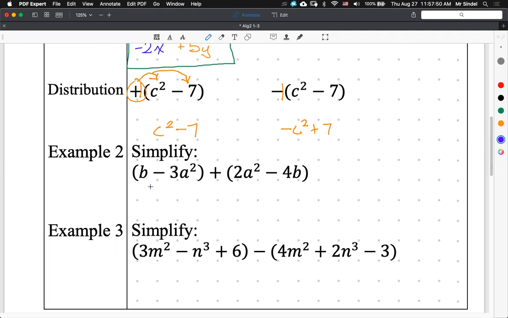You find the same variables, like terms. What are the like terms? It's ab and -4b. Perfect. I like how you included the sign in front of it. -3a squared and 2a squared.